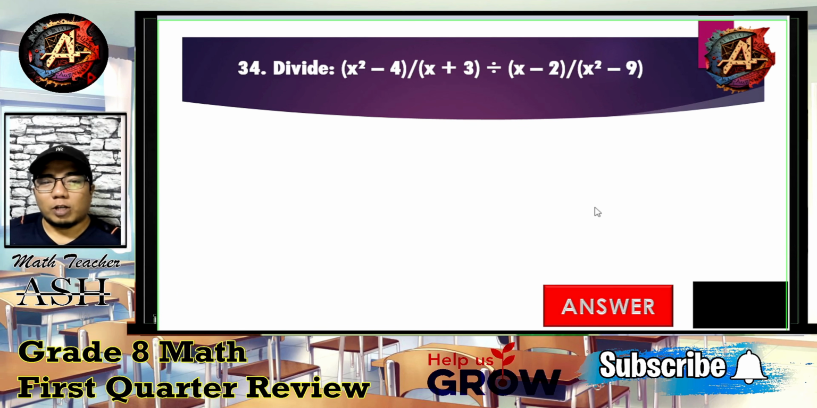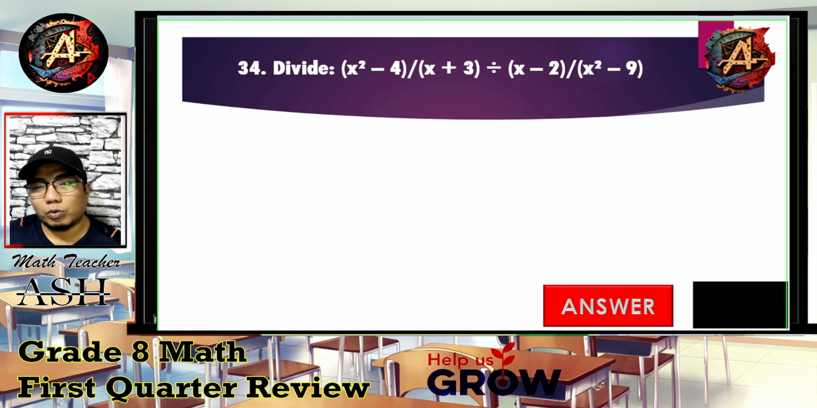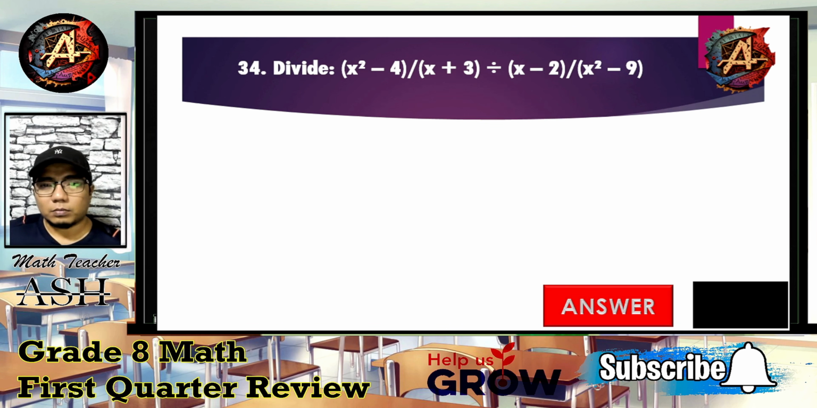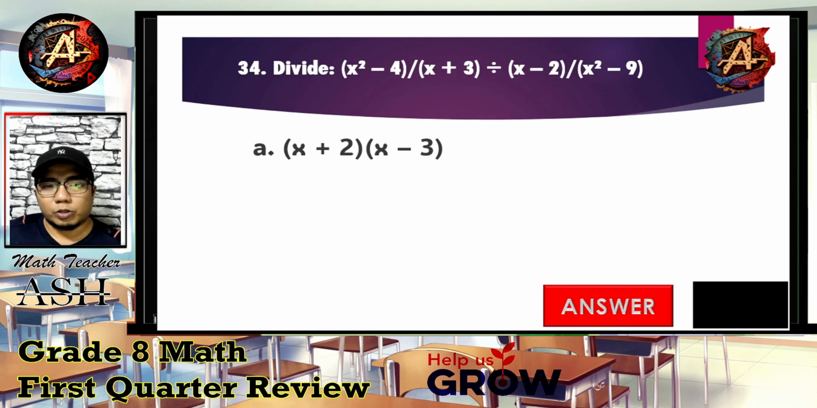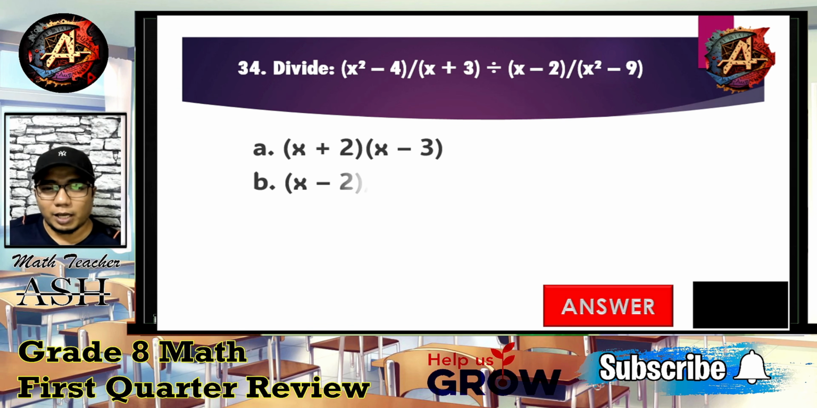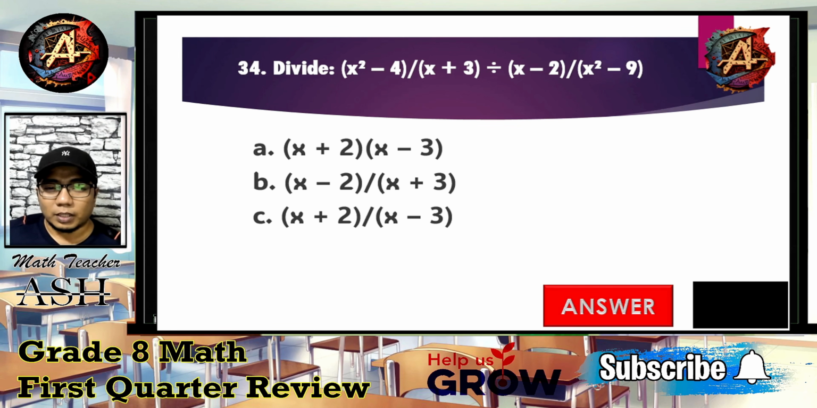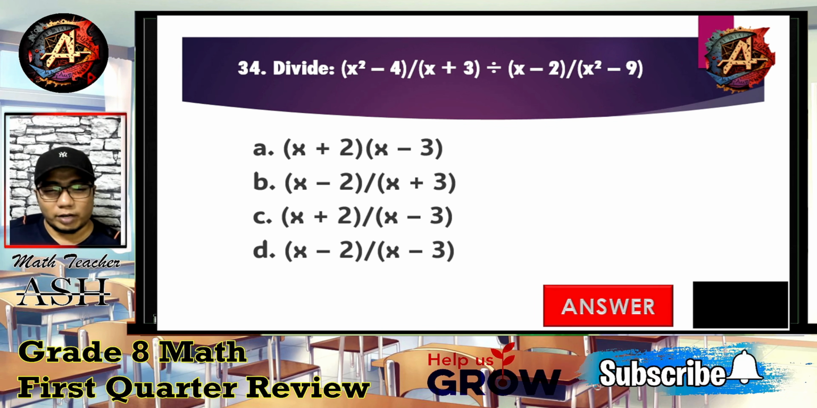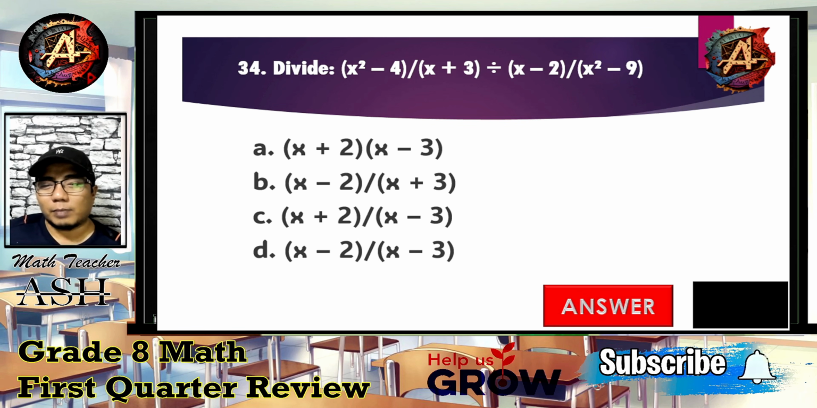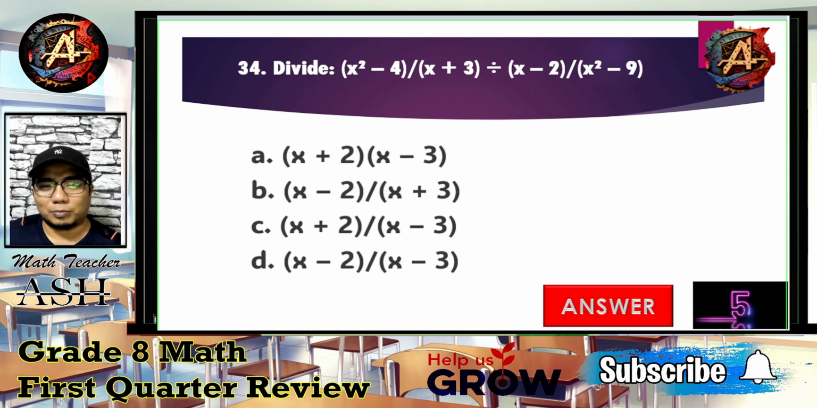Divide (x squared minus 4) over (x plus 3) by (x minus 2) over (x squared minus 9). Is it A, (x plus 2) times (x minus 3); B, (x minus 2) divided by (x plus 3); C, (x plus 2) divided by (x minus 3); or letter D, (x minus 2) over (x minus 3)? I'll give you 5 seconds to think about your answer.